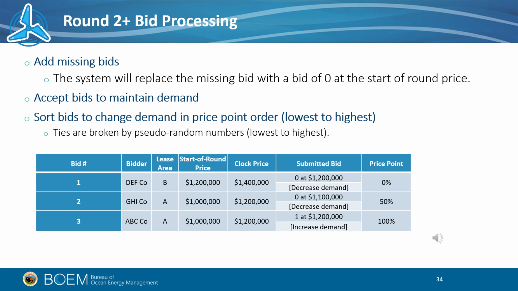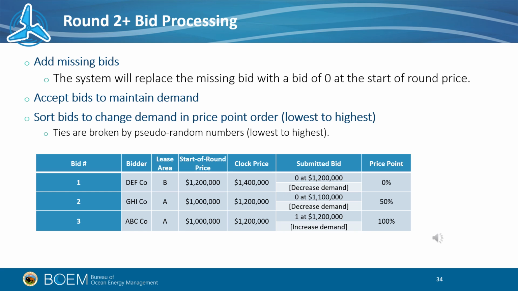Then bids to maintain demand are always accepted. That is, if your processed demand for a lease area after the previous round is 1, and in the current round you submitted a bid for that lease area at clock price, your processed demand for that lease area after the current round will continue to be 1.